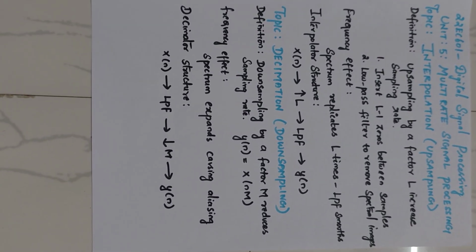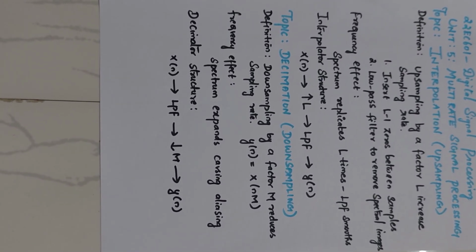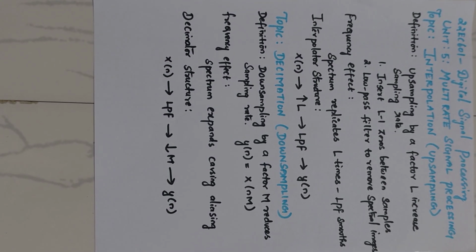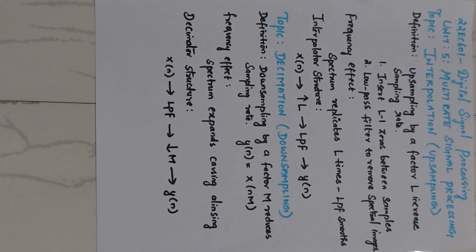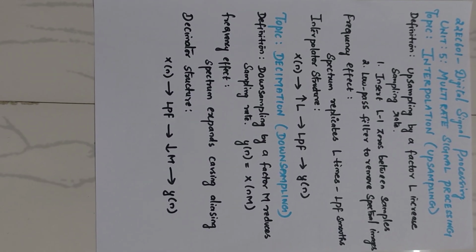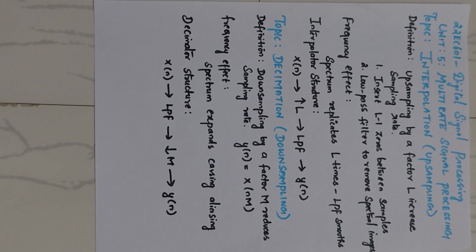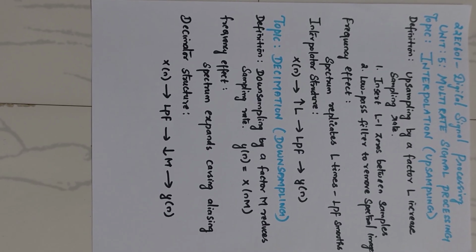Let me give a video lecture on the topic multi-rate signal processing. Subject code is 22EC601 Digital Signal Processing. Unit 5, Multi-rate Signal Processing. Topics: Interpolation and Decimation.